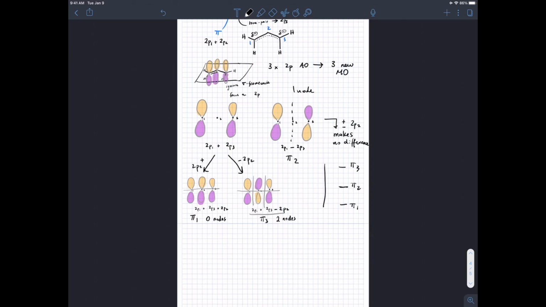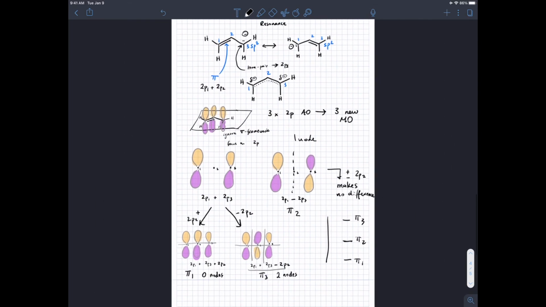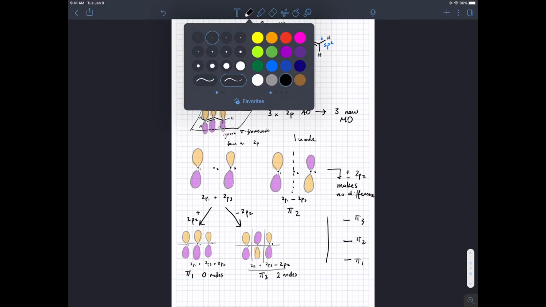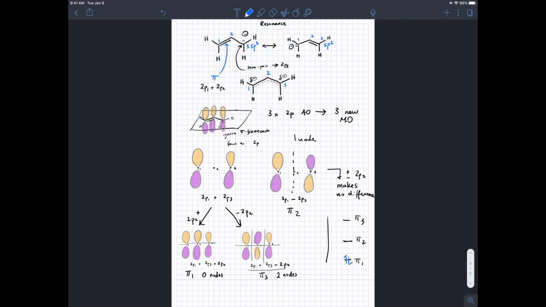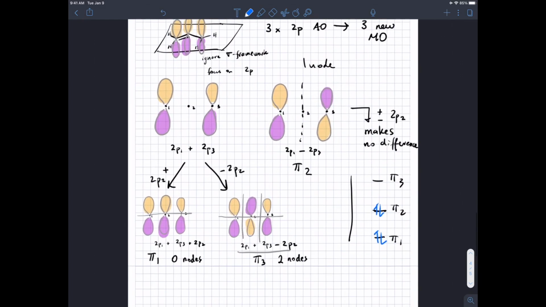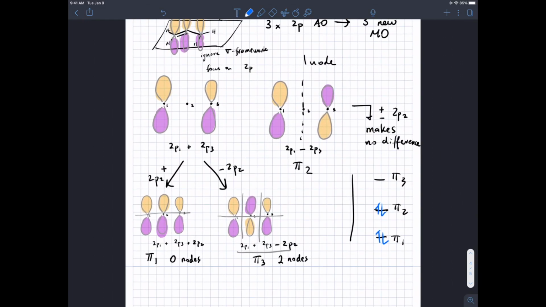How many electrons were involved in resonance in my original resonance structure? The 2 in the pi bond and the lone pair, so that's 4. So if we fill up the orbitals with the available electrons, we see that pi 1 is filled and pi 2 is filled. Pi 2 we would call our highest occupied molecular orbital, the HOMO, because it's the highest occupied molecular orbital. Pi 3 we'll call the LUMO because it's the lowest empty one.